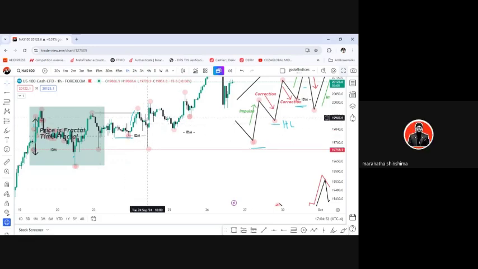So people might be trapped. Yes, people might be trapped. You say, okay, the inducement has just completed, now let's go in, but the price still retraces deeper, right? Because you can never tell how deep the move will be to take out the inducement.